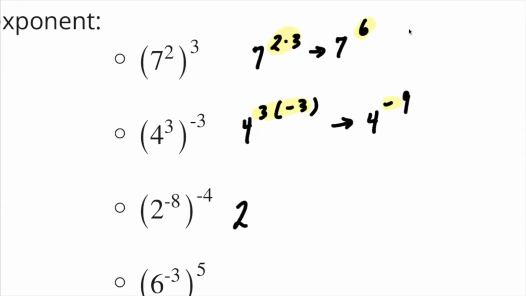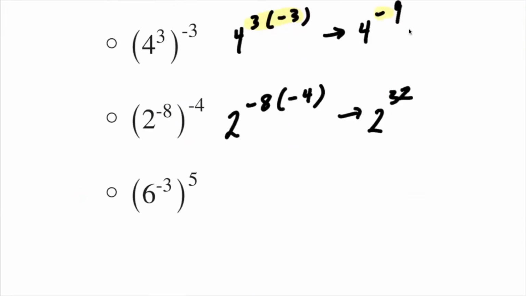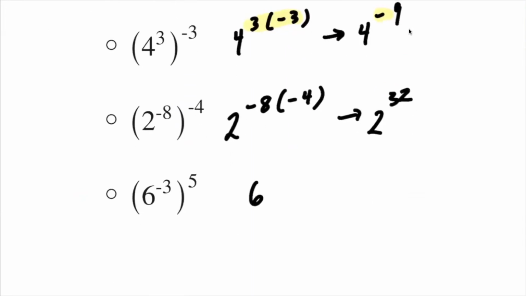Now we have 2 to the -8 times -4. Negative times negative is positive. Gives us 2 to the positive 32nd power. Last one is 6 to the -3. Power to a power, multiply the exponents. This is going to be -3 times 5. The result is 6 to the -15th.